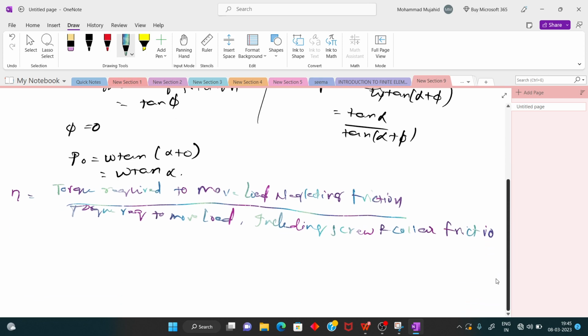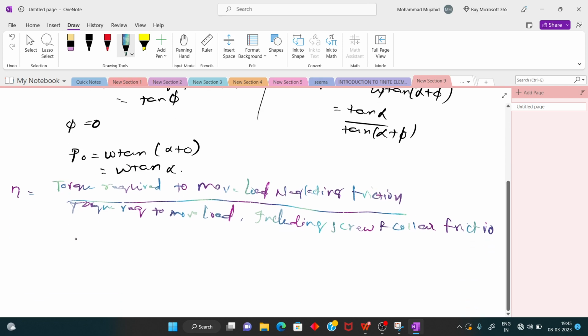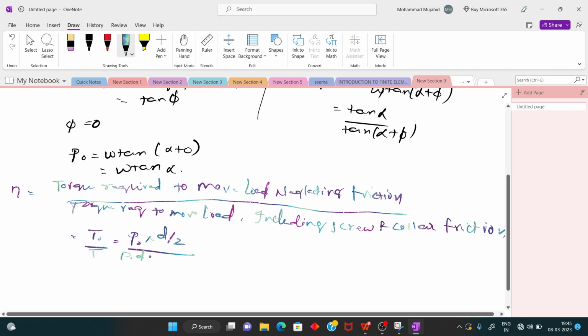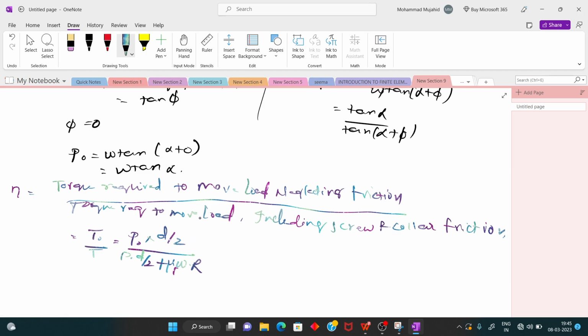So then you can write it down as T naught by T, that is P naught into D by 2 by P into D by 2 plus mu into W into R. Here the mu can be written as mu1. The efficiency of the screw jack may also be considered as the ratio of the mechanical advantage to the velocity ratio.